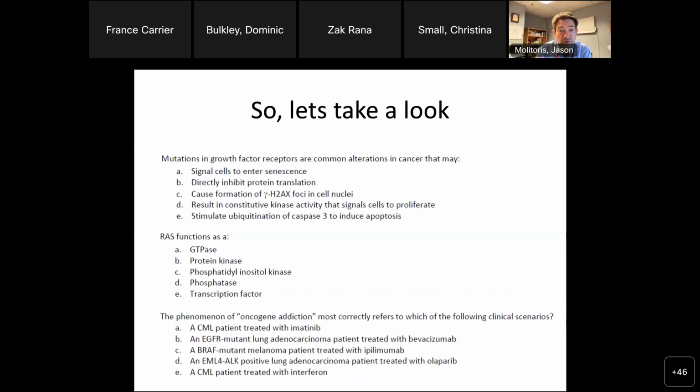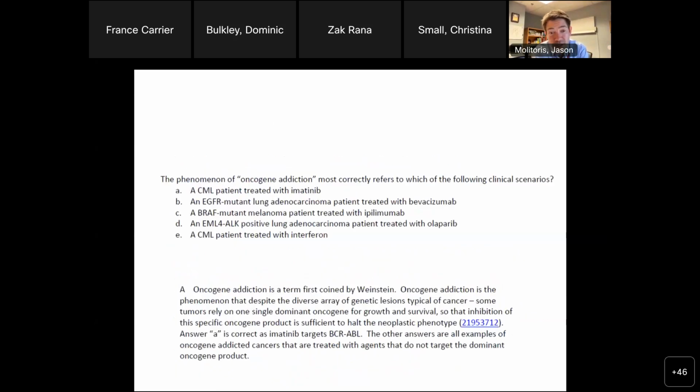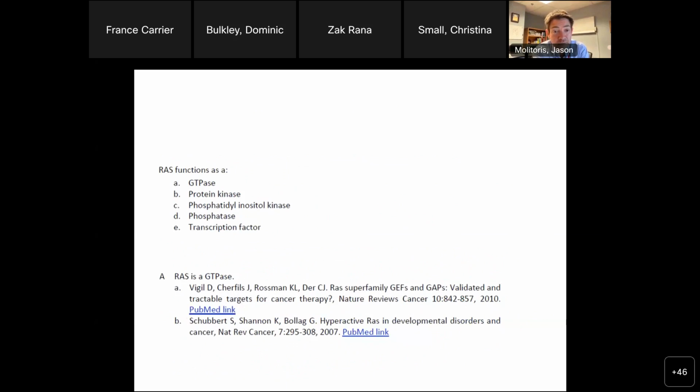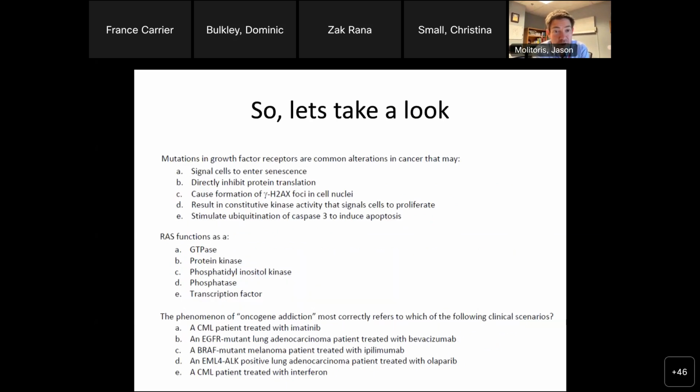Let's see. RAS functions as what? A GTPase, a protein kinase, PI3 kinase, a phosphatase, or a transcription factor? We talked about RAS. This is just a rote memorization question, but RAS is a GTPase. These are sometimes the questions that you'll get.